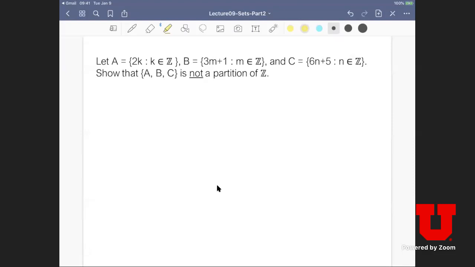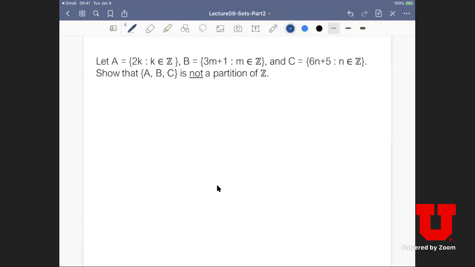If I give you 3 sets, the first set is 2k, where k is an integer, so A is actually the set of all even numbers. B is 3m plus 1, m is in Z, so B is really the set of integers mod 3 equal to 1, meaning that when you divide by 3, it has 1 as a remainder. And C is the set of integers that, mod 6, have 5 as a remainder. We want to show that A, B, and C is not a partition of Z.